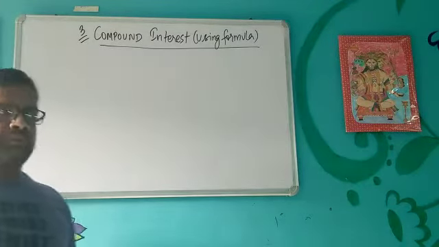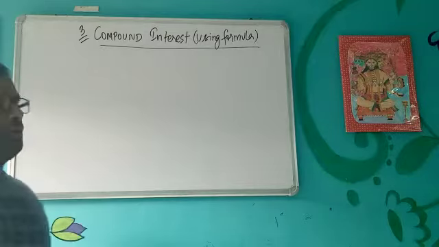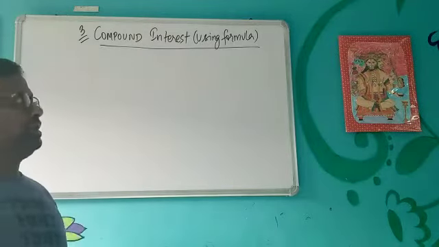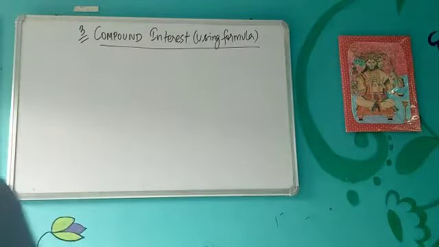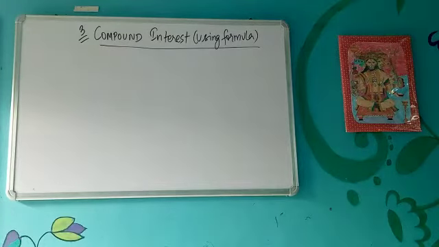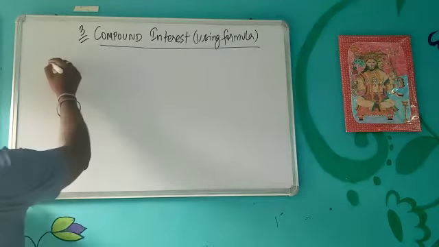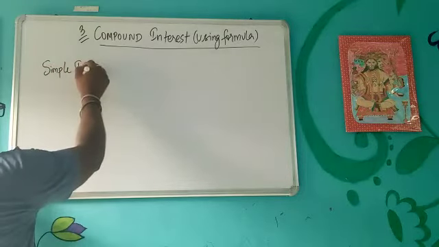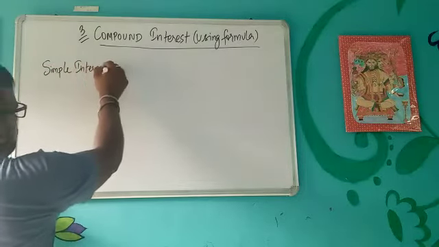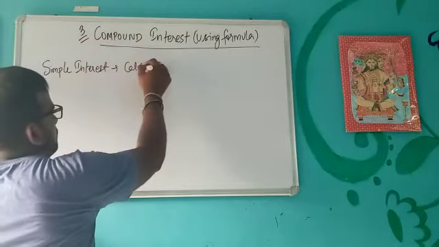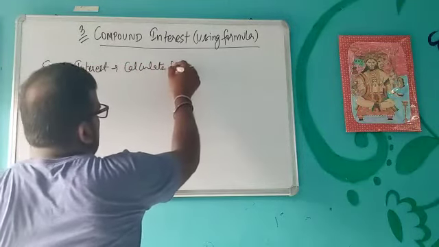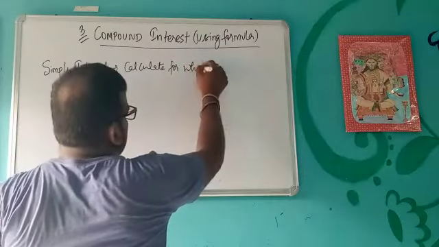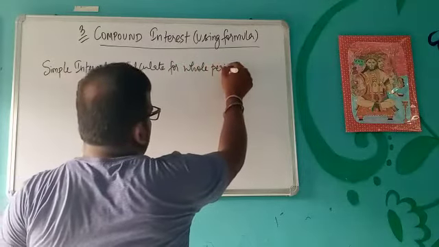So today we will discuss this chapter, compound interest and using the formula. So far, what we know is simple interest. Simple interest we calculate for the whole period, okay, that you have already known.